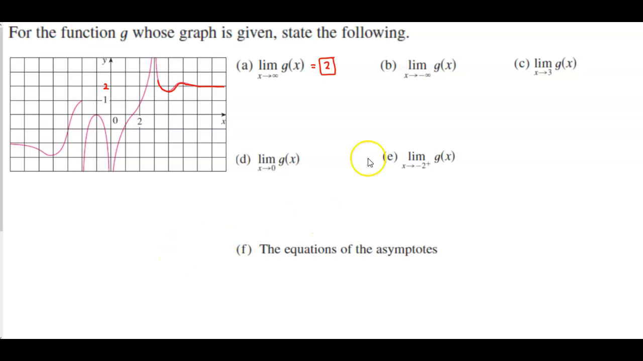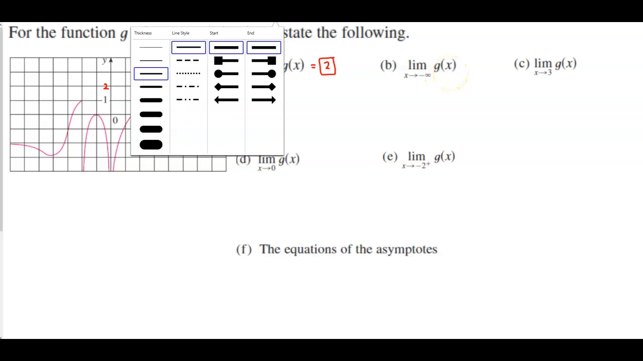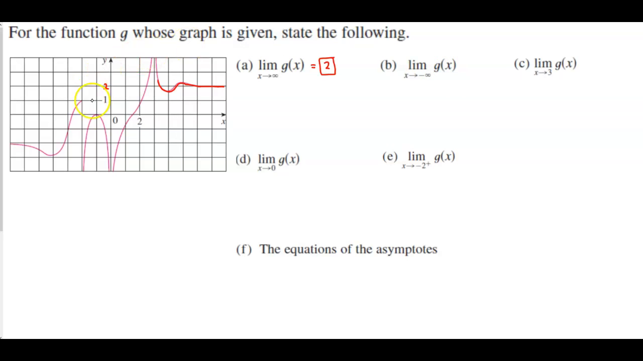Now we want to find the limit as x is approaching negative infinity of g of x. So now we want to approach negative infinity. We can see here as the function is going towards negative infinity over on this side, what value is it approaching? Here the function is going towards negative infinity and leveling off at what number? Well, that's leveling off at negative 2. So therefore this answer is negative 2.